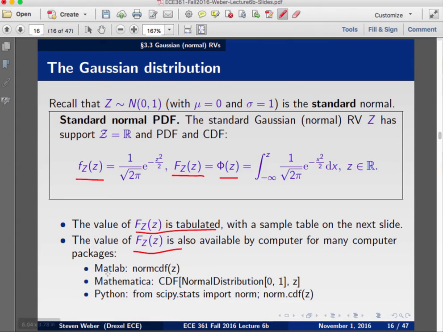In MATLAB, you use the command normcdf at z. In Mathematica, you would use CDF of NormalDistribution[0,1] at z. And if you like Python, you would first import scipy.stats and then use the command norm.cdf at z. All of these are very easy to use. But let's first look at a table.